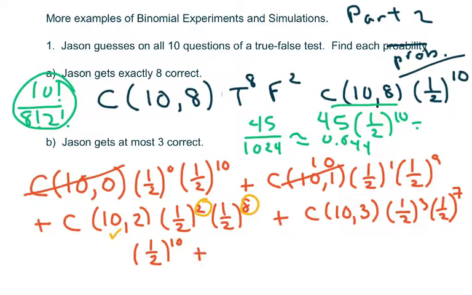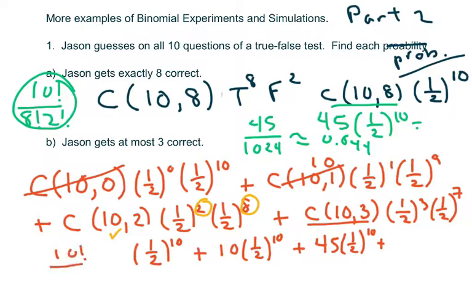plus 10 times 1/2 to the 10th plus 45, right? Yeah, 45, 1/2 to the 10th plus, and what's this one? This is 10 factorial over 7 factorial, 3 factorial. So that's 10 times 9 times 8 over 6.